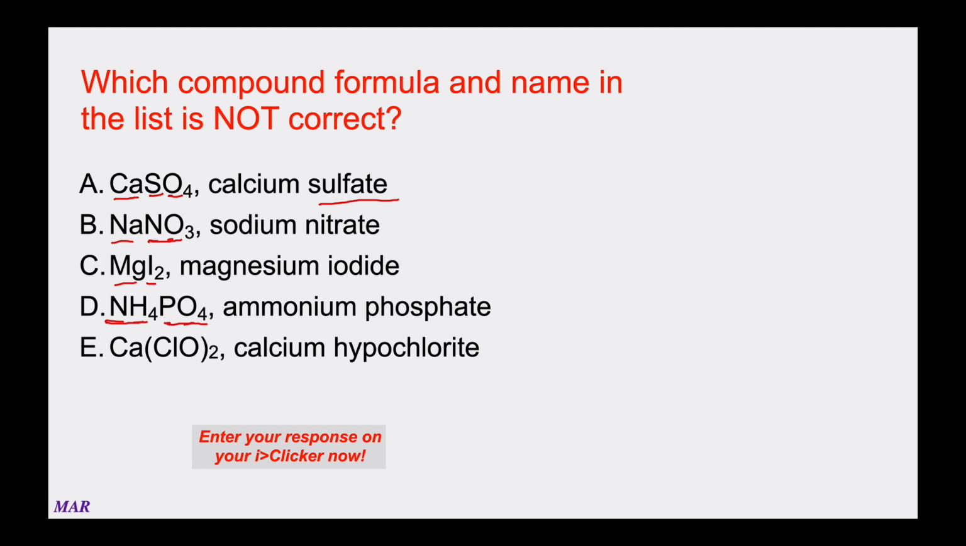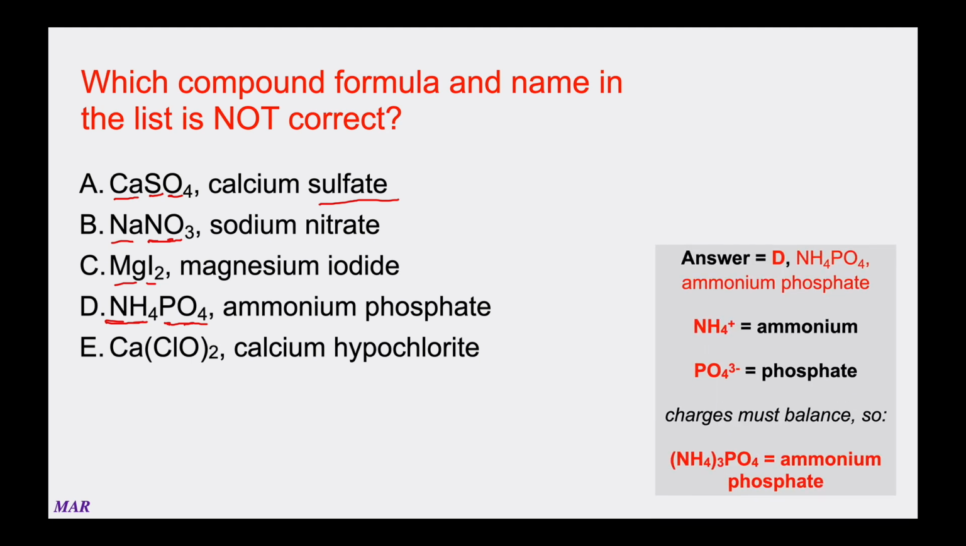So if you put a single positive 1 ammonium next to a phosphate, you're not going to get a neutral compound, something without a charge. And that's really important in this section, to have things that are neutral. So ammonium phosphate is not NH4PO4. Ammonium phosphate would have 3 positive 1 ammoniums to balance that phosphate.